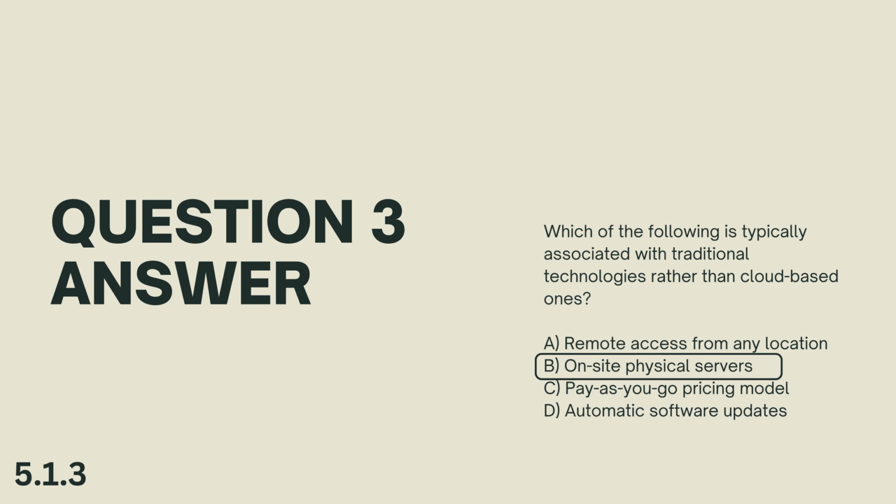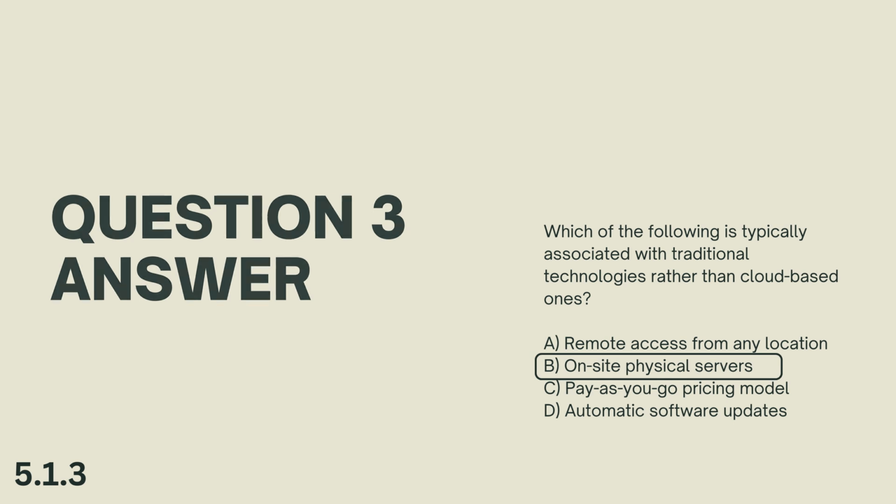Traditional technologies typically involve physical hardware located on the company's premises, including servers. Remote access, pay-as-you-go pricing, and automatic updates are more commonly associated with cloud-based technologies. In our next segment, we'll explore the benefits and considerations of cloud computing versus traditional systems.